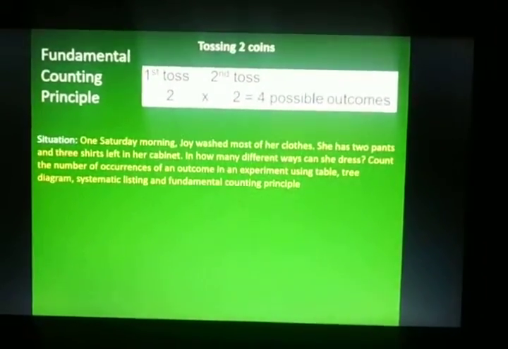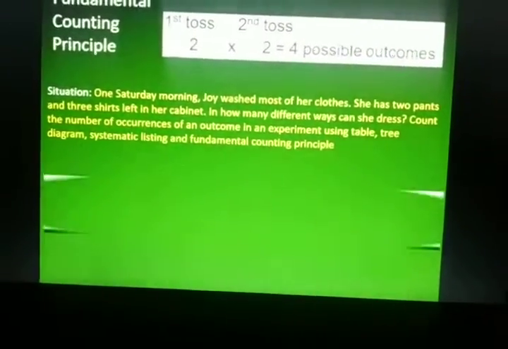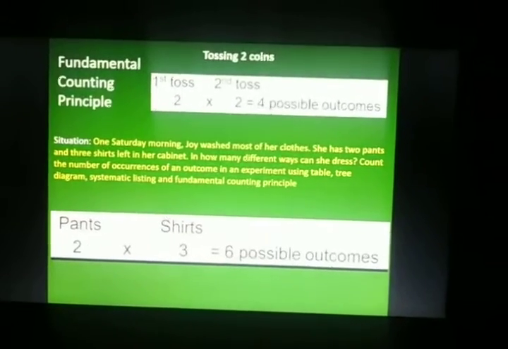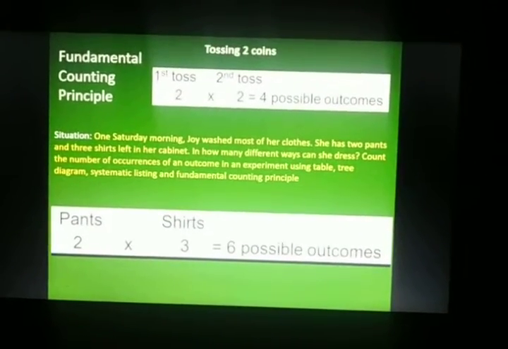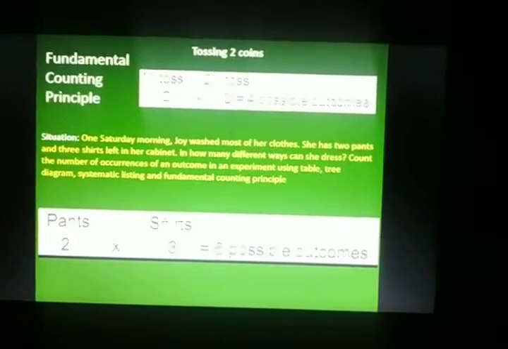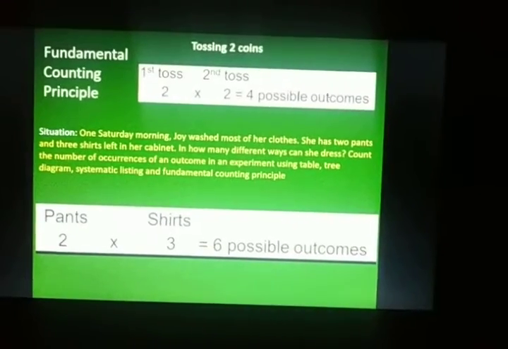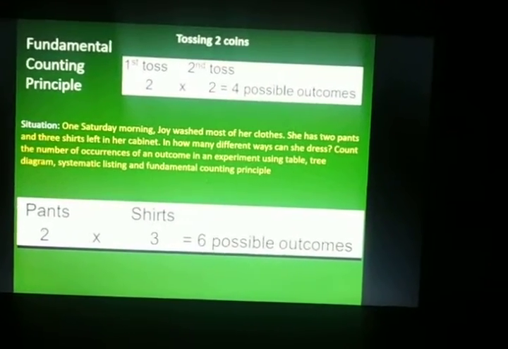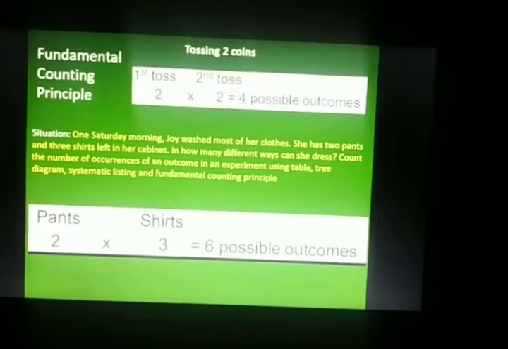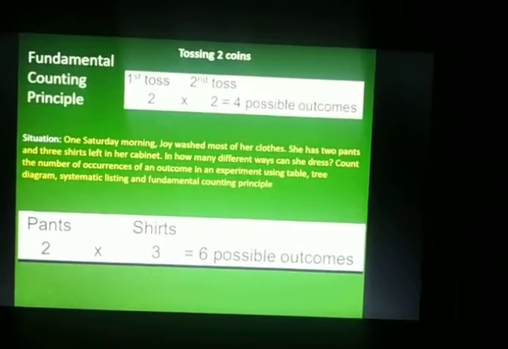As for Joy, she has 2 pants, 3 shirts. Just multiply. 2 pants times 3 shirts. That's 6 possible outcomes. So, if it were me, among the 4 choices we have, it is better if you take them all. I mean, all of them, try table, tree diagram, systematic listing, and fundamental counting principle. Check if your answer is correct. But, if you are in a hurry, use the fundamental counting principle. Just understand the problem. Okay?